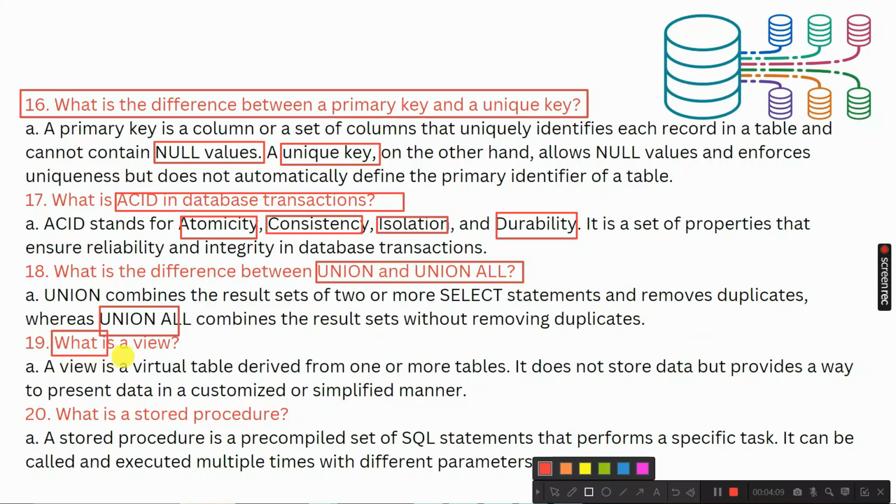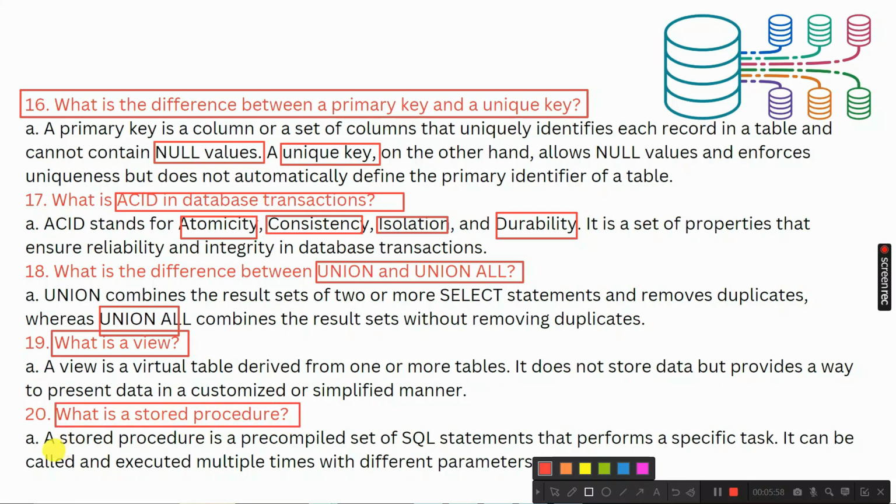Next question is, what is a view in SQL? So a view is a virtual table derived from one or more tables. A view is also a kind of table, but it's not a table. It does not store data, but it provides a way to present the data. It means physically the view doesn't contain the data, but it represents the data in a customized or a simple manner.